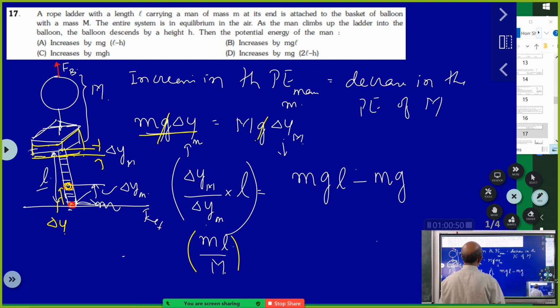Students, did you get it? See, he will ascend up, he will come from here to here, but the system itself will come down by this much height. If the system had not come down, then his potential energy would have straight away increased by so much. Now it is going to decrease by some amount. How much amount is it going to decrease?